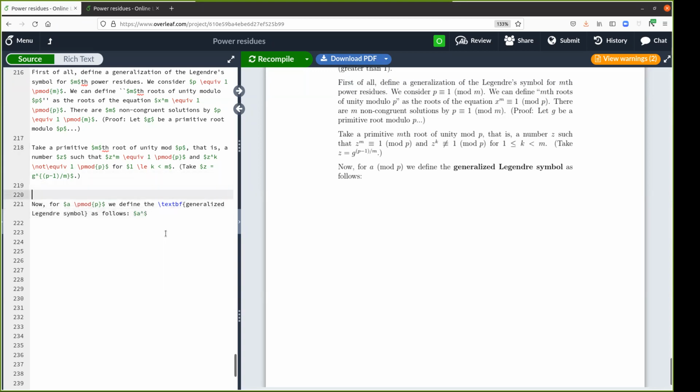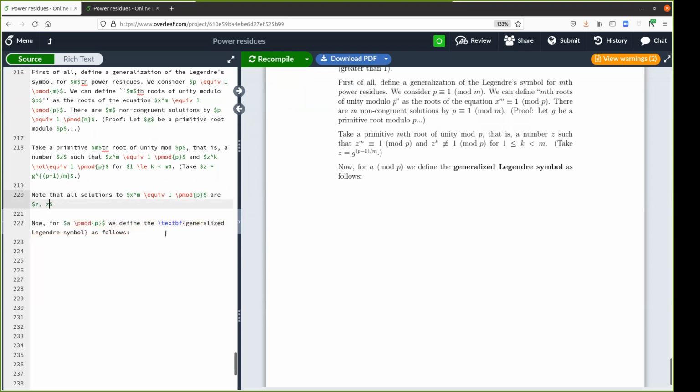Sorry, I'm getting a bit ahead of myself. So note that the solutions to the equation x to the m is 1 modulo p are the powers of z. And again, this is analogous to the situation in complex numbers.